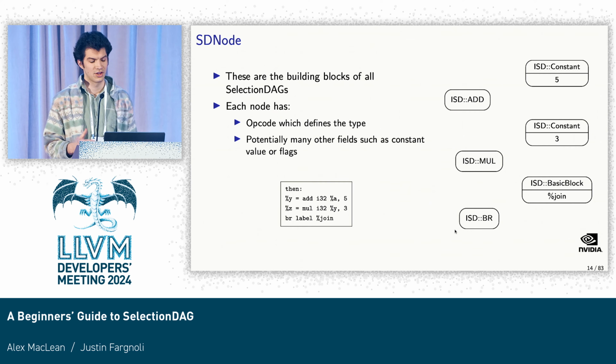So the first thing that we need to talk about is the SD node. These are the basic building blocks of all SelectionDAGs. Every SD node has an opcode, which defines what kind of node it is. It also has potentially many other fields.